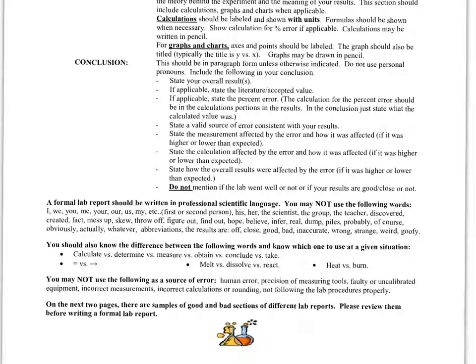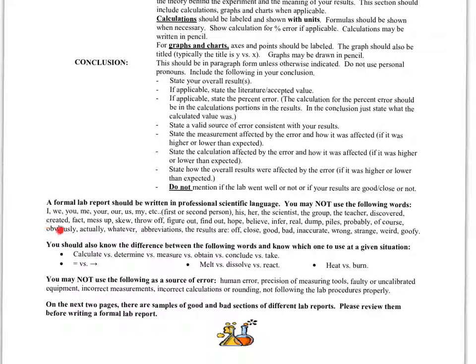A couple of things to watch out for. Remember that a lab report should be professional. You cannot use any of the words here, so you can't use any personal pronouns, so no I, we, you, me, your, our, any of those. Instead, use the scientist or the group or his or the teacher. You also can't use the word discovered. We're not really discovering anything in a high school lab.